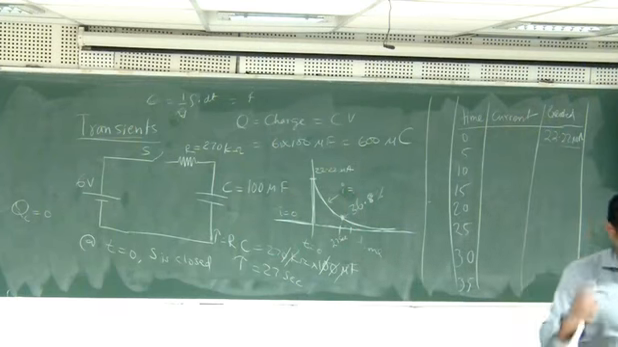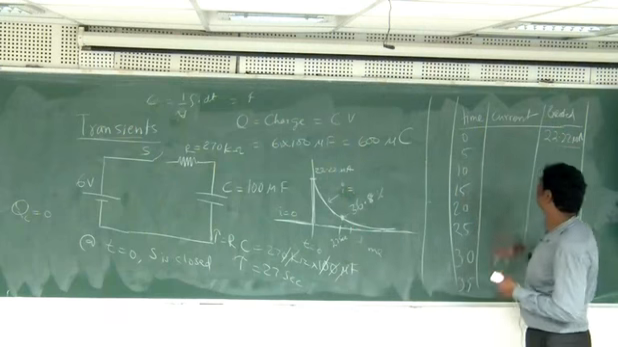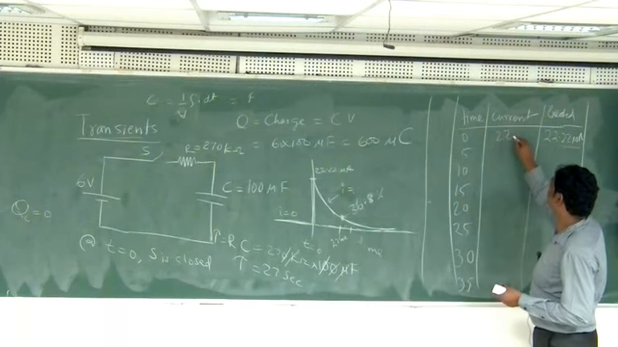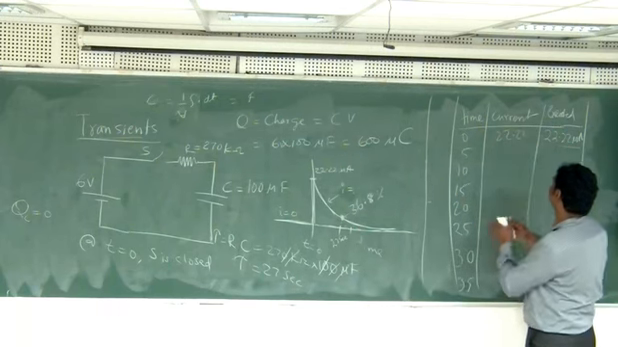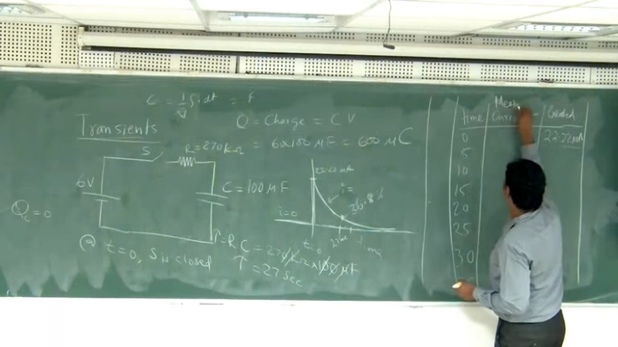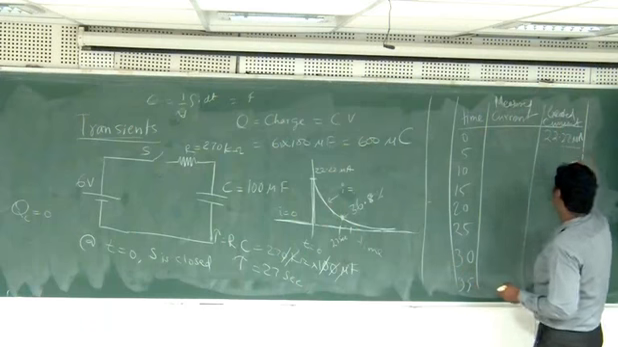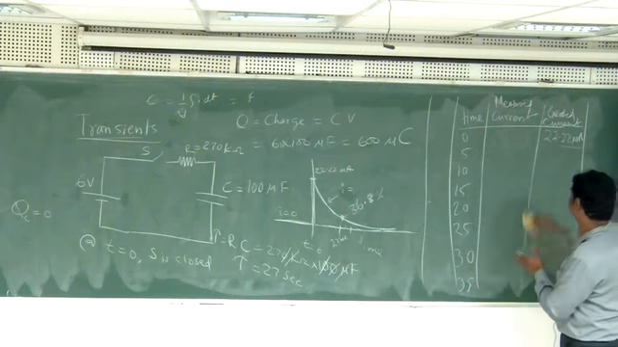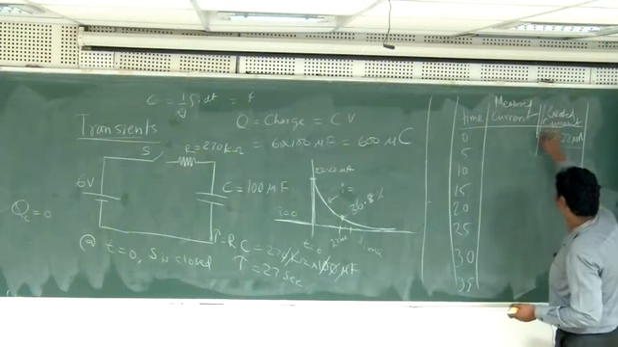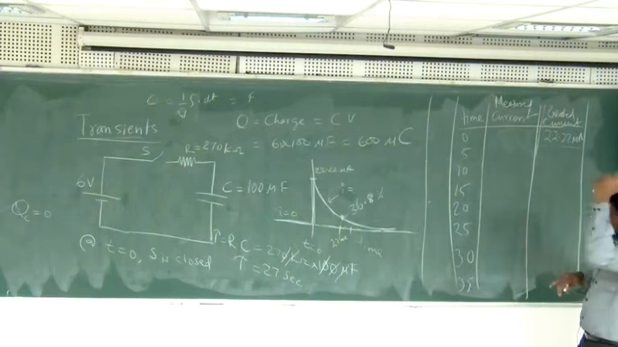If everything is fine, then gradually what will happen? 22.22 is what I am expecting. So let's call this the measured current, and this is the expected current. This is based on that formula. So at 5 seconds, how much current should be there?